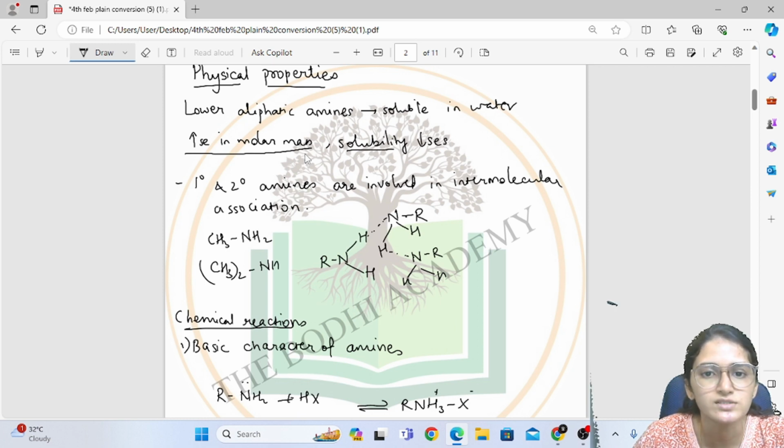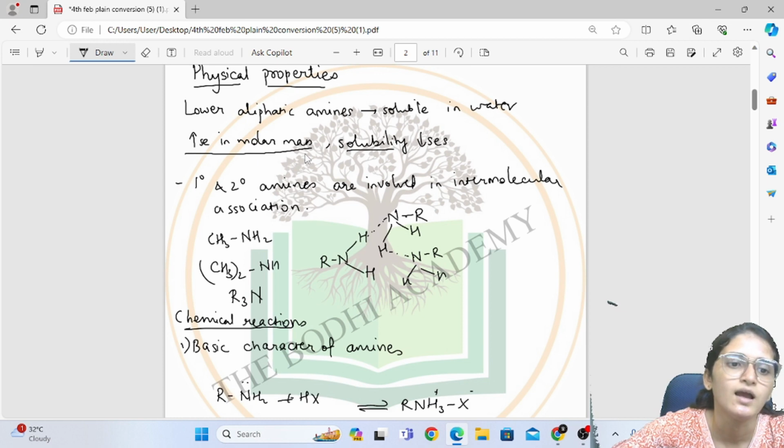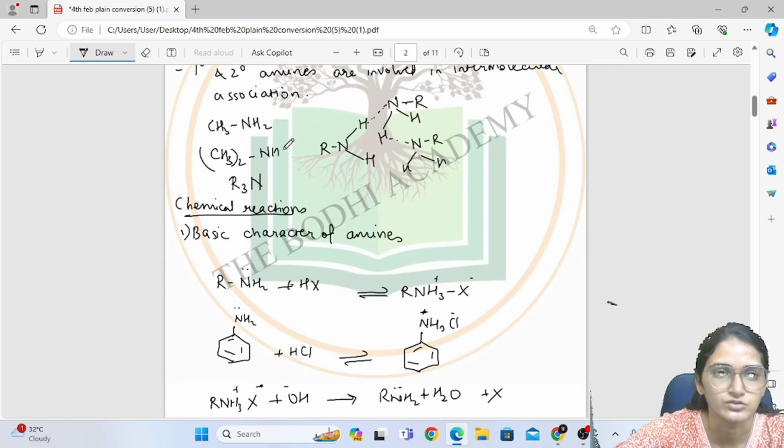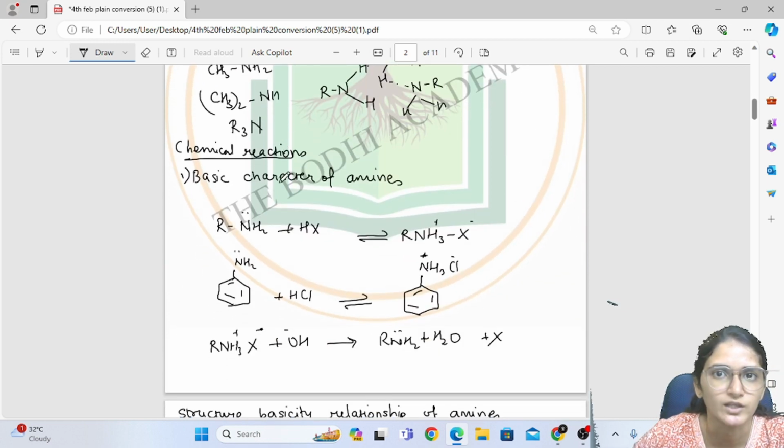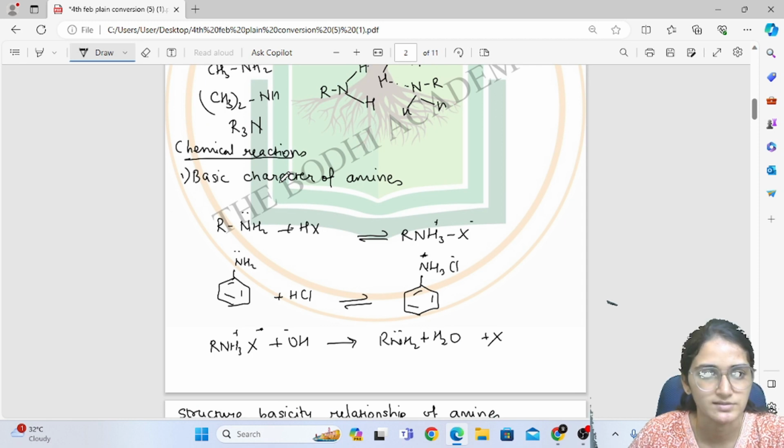But we cannot see this intermolecular association in tertiary amines, and the reason is that there is no hydrogen present in a tertiary amine. The general formula of a tertiary amine is R3N. That means there are three R groups, alkyl groups, attached to the nitrogen, and no hydrogen is directly attached to the nitrogen. So that's why we cannot see this intermolecular hydrogen bonding in tertiary amines.